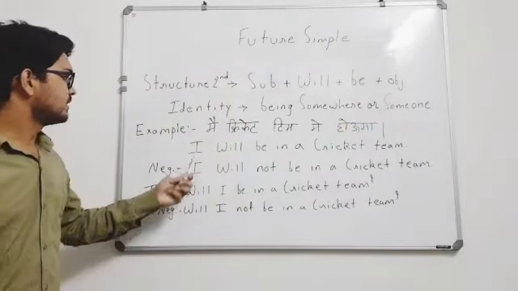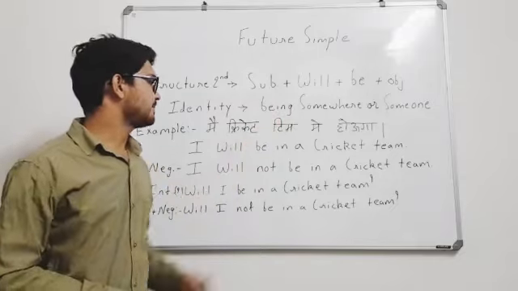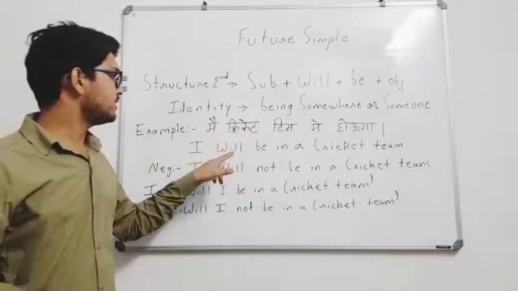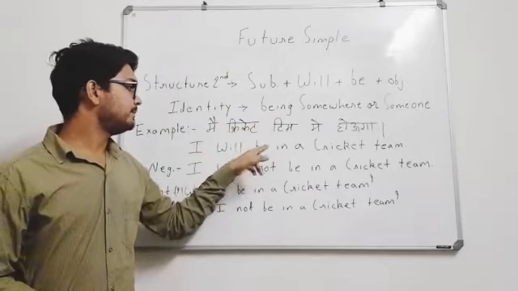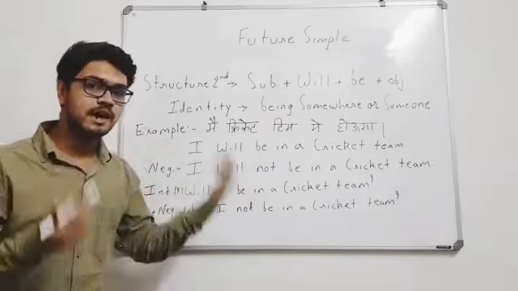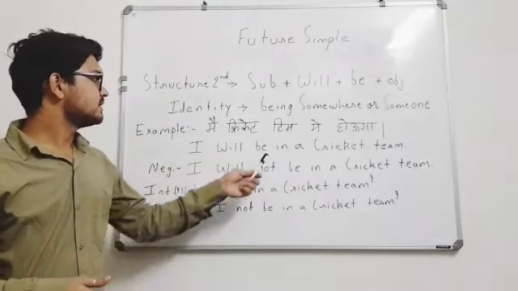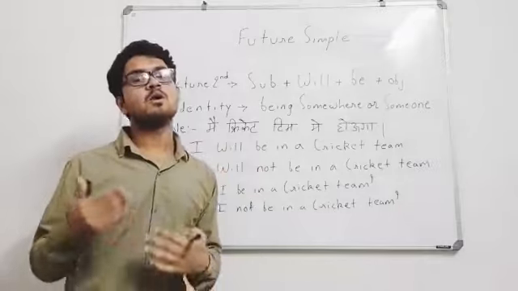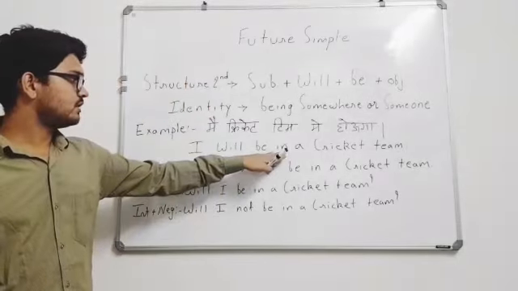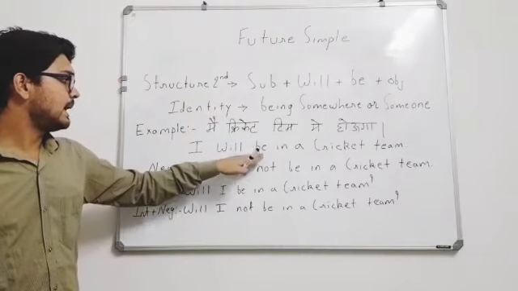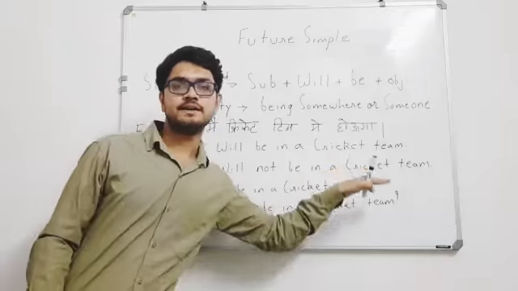Got it? So first of all you're going to put the subject, and the subject is I. After that we have will, so we're going to put will over here. After that we'll put be from the sentence, and after that we have an object. And how you're going to put that object is where you want to be. You want to be in a cricket team. So that is what we have written over here, that I will be in a cricket team. I'll be in a cricket team.